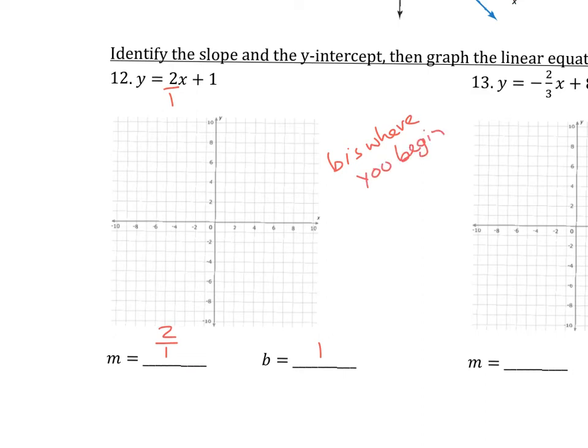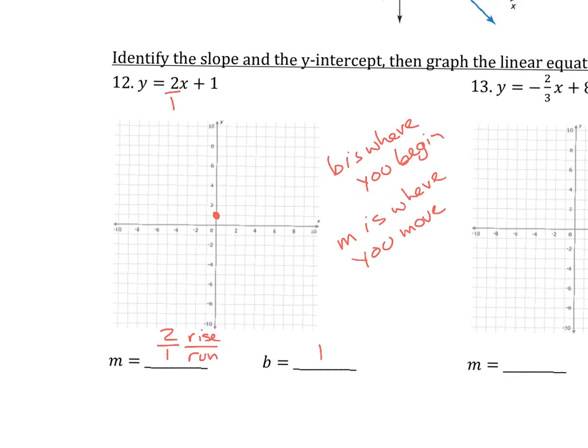Okay, and then the second part to that is M is where you move. So B is where you begin, and remember that's the y-intercept, so it's where it crosses my y-axis right here at 1, and then M is where you move. Remember, your top number is rise, your bottom number is run. So rise 2, run 1.